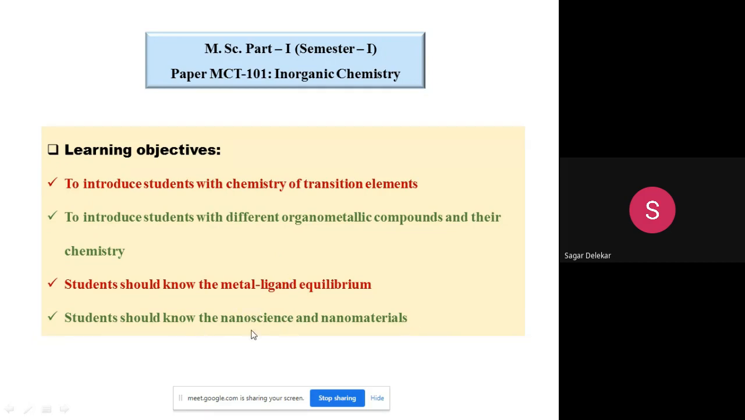I really appreciate all the BOS members who put nanoscience and technology in the MSc semester one course. In most universities, it is usually in either the third or the fourth semester, and in group three they put it in the second semester. Because you know nanoscience and nanometals are very emerging materials, and most scientists throughout the globe are working in this field, the YC Institute of Science Satara has introduced this important topic in the MSc degree course. So these are the learning objectives.